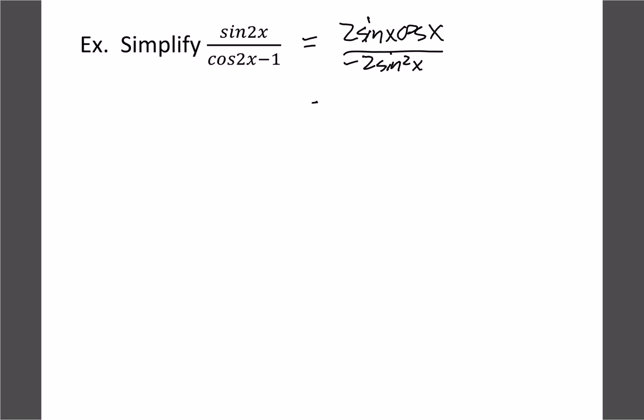Now from here we can see we've got a sine on the top we can cancel. We have a sine squared on the bottom, so we can cancel one of those, but not both of them, just the one. And then we also have a 2 that we can cancel. So that'd be the same thing as just cos x on top and minus sine x on the bottom. We also know that cos over sine is the same thing as cotan, so we could write that as just negative cotan, and that would be the exact same thing as well. And that's all for today.